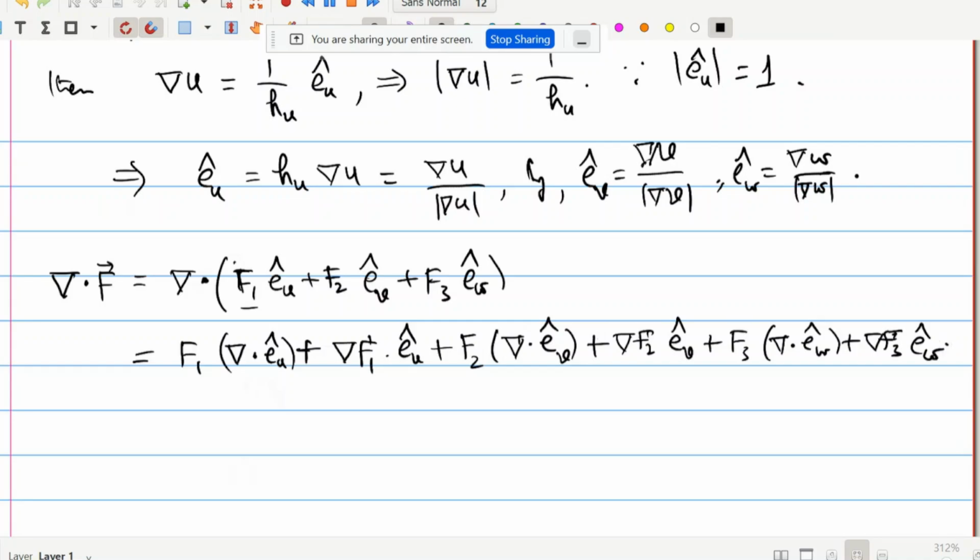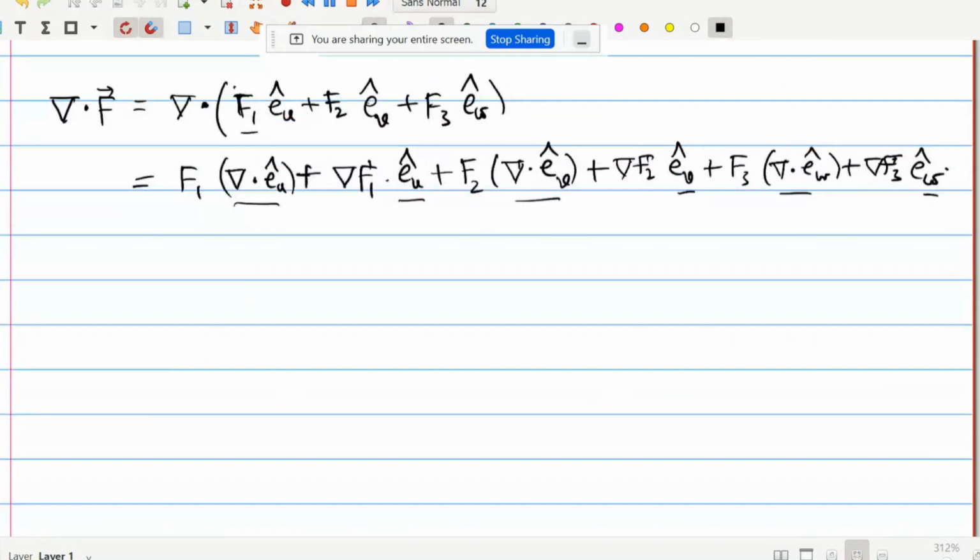So what we know here? I know all these things. These three I can replace here, right? So what I need to understand is only these things: the divergence only I require with the unit vectors. Those things you calculate.